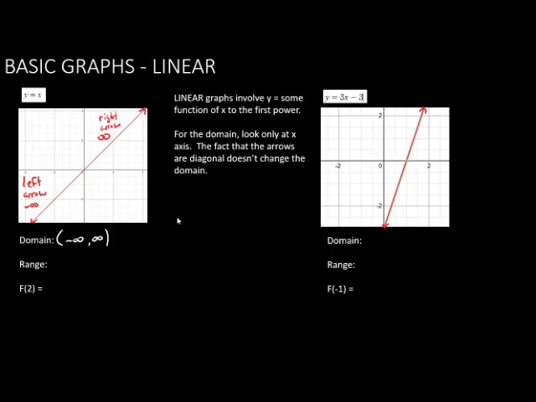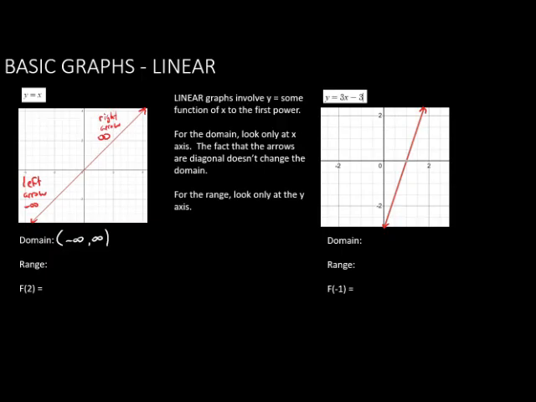Bear in mind that the domain is just a set of numbers that are allowed on the x-axis. Since we have no interruptions on the x-axis, we still have negative infinity to positive infinity. Now let's have a look at the range. Let's remind ourselves for the range we're looking at the y-axis. And we can see that on this graph there are a lot of different y values possible.